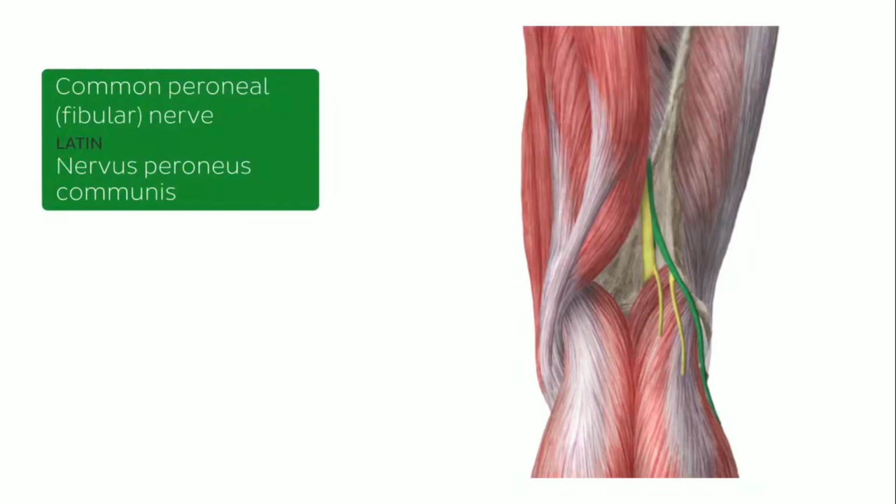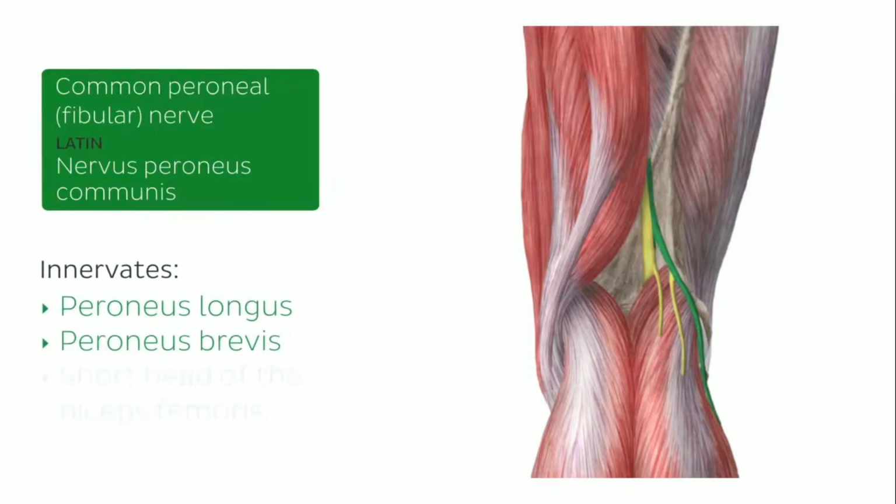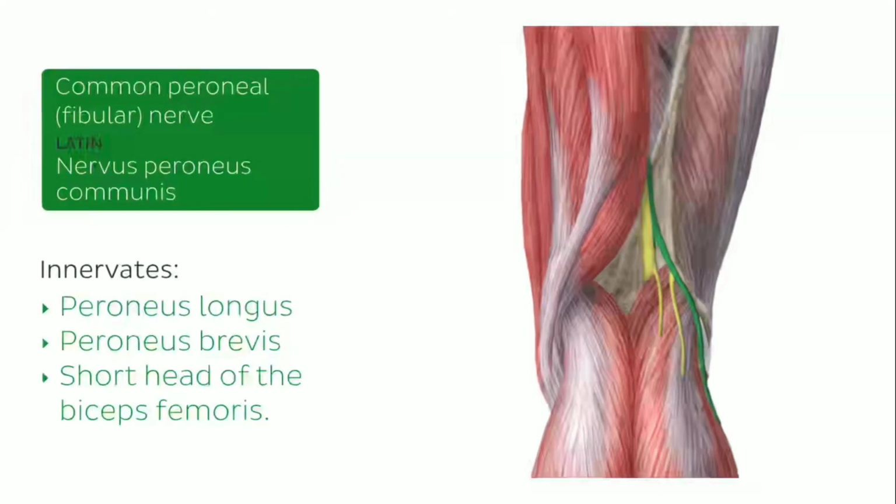The common fibular nerve is about half the size of the tibial nerve, which is derived from the dorsal branches of the 4th and 5th lumbar, and also the 1st and 2nd sacral nerves from the sciatic nerve. The common peroneal or fibular nerve is going to be innervating the peroneus longus, the peroneus brevis, and the short head of the biceps femoris muscle.